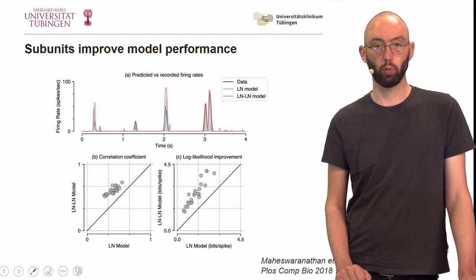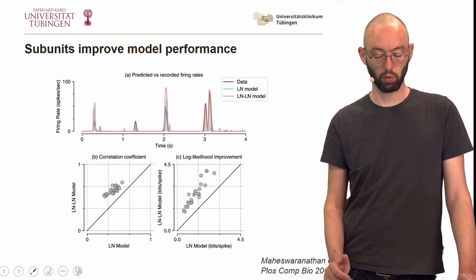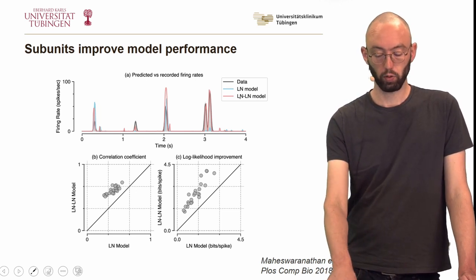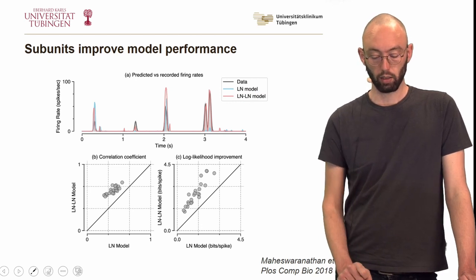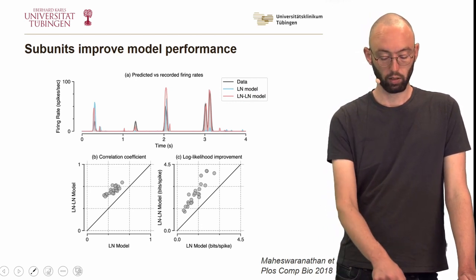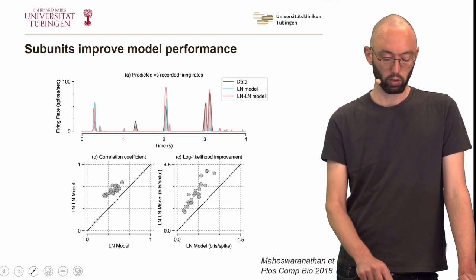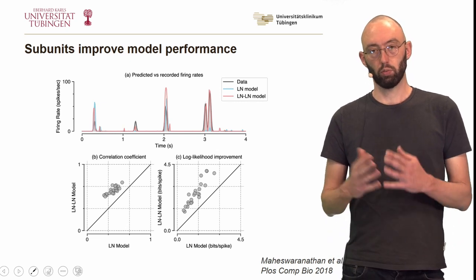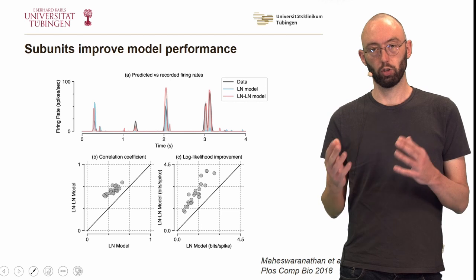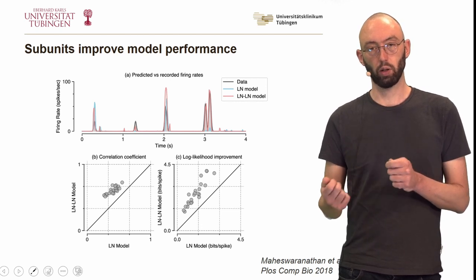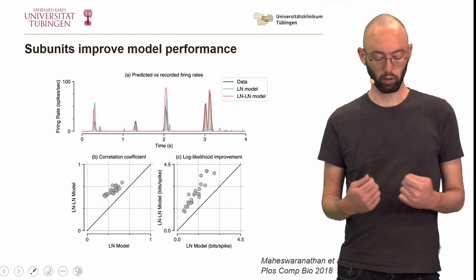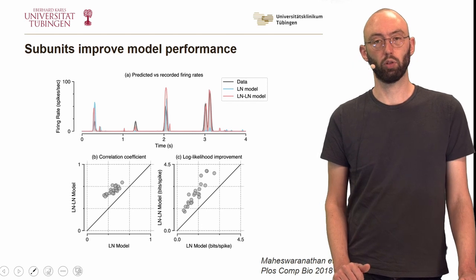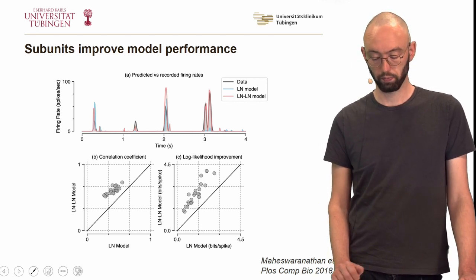Such subunits can improve model performance in some systems. So here, if we have a recording, we have both an LNP and an LN-LN model with subunits, and the predictions are both shown here. Then we can plot the correlation coefficient as a measure of prediction quality between the predicted response rate, either by the LNP or by the subunit model, and compare that to the true data. And then we find that in this case here, the subunit model always improves the predictions.